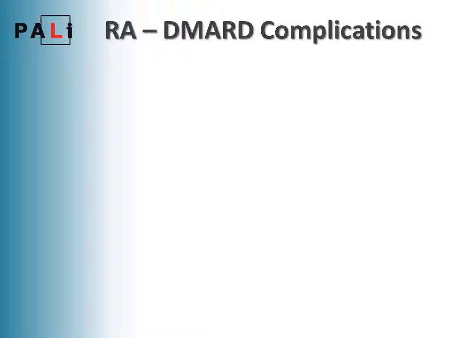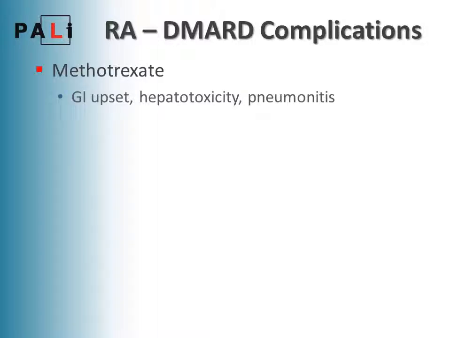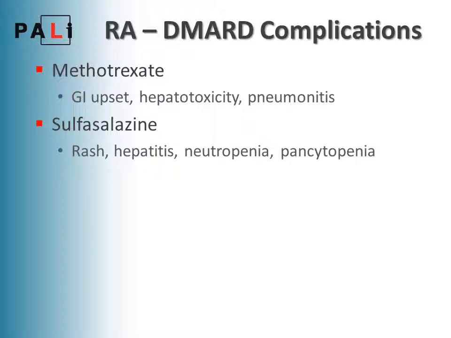A common exam question or MCQ might be asking about complications of DMARDs. There are a few recognised ones. For methotrexate, GI upset, hepatotoxicity and pneumonitis are all things you've got to watch out for. So often patients will have regular chest x-rays to assess for any signs of pneumonitis. Sulfasalazine is recognised to cause rash, hepatitis, and neutropenia and pancytopenia too. And obviously if any patient presents with any signs of infection, you've got to be very careful in this group of patients, as they may have a dampened immune response due to their medications.